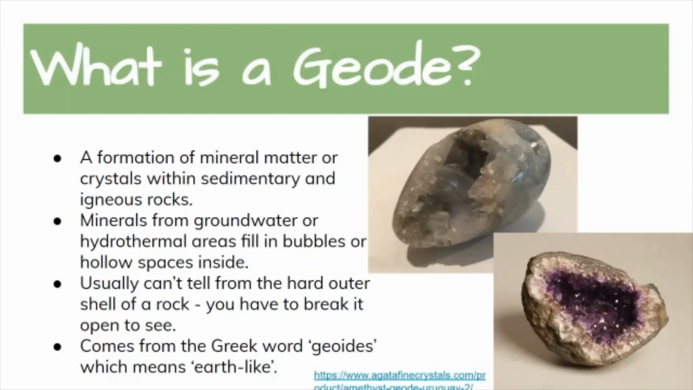And the word geode comes from the Greek word geoides, which means earth-like. And we have a link there at the bottom. You can click that to see some other really cool pictures. Now, another way to find out if a rock is a geode is if it feels lighter than the other surrounding rocks, because they have the hollow space inside. So you can shake it and test it to see if you hear anything kind of rattling around inside, and those are the crystals that have formed inside the rock.